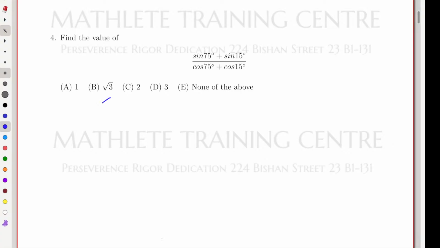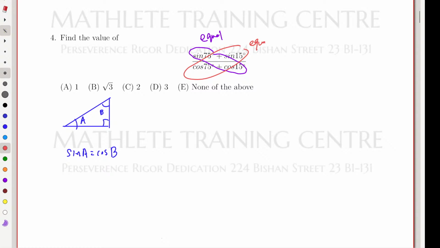Notice that in the right angle triangle, we always have the following fact. If this is angle A and this is angle B, then the sine of A is equal to the cosine of B. Right. So then, in this case, what you can see is that sine of 75 degrees and cosine 15 degrees, these two are actually equal to each other. And not just this pair, in fact, the other pair, they are also going to be equal to each other. So what's this going to be? Well, it's just 1.